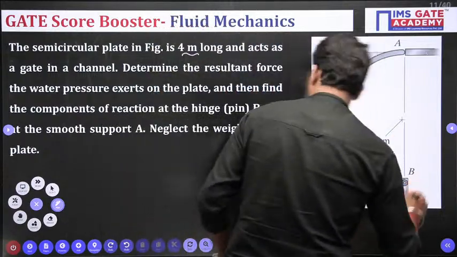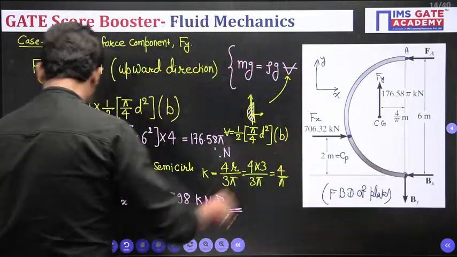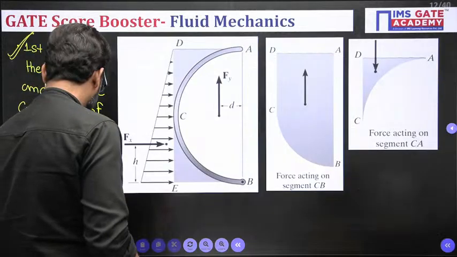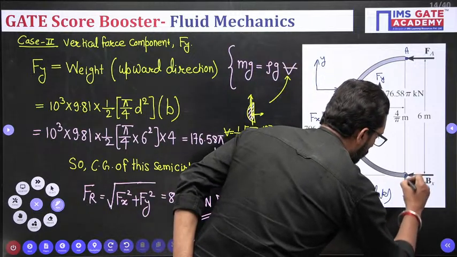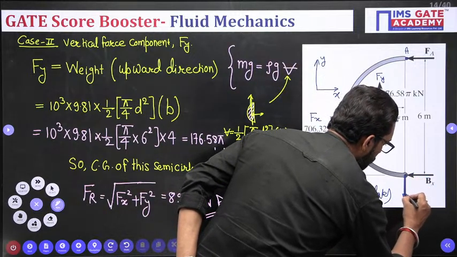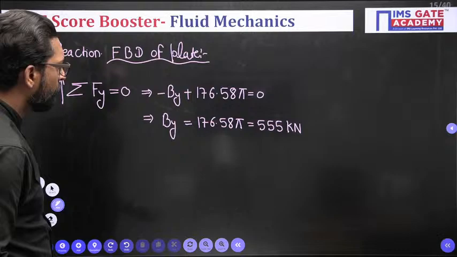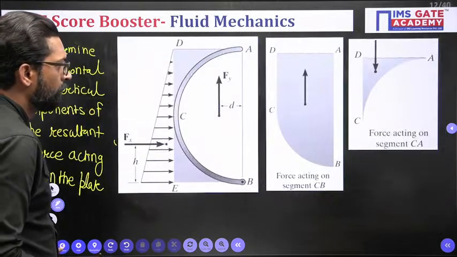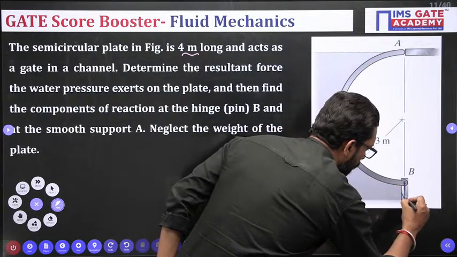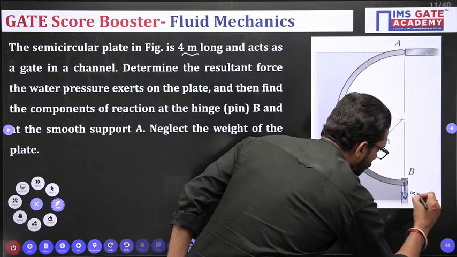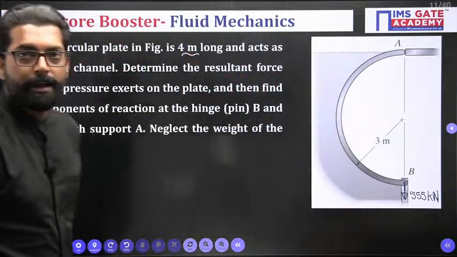So this is your By. Y is in which direction? You can take any direction. So By is your downward. So this is your downward direction. How much is it? 555. So at the hinge there is a downward force of 555 kilonewton. Okay, now this is the reaction.